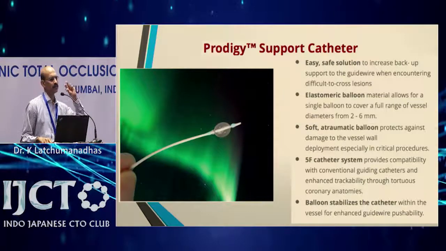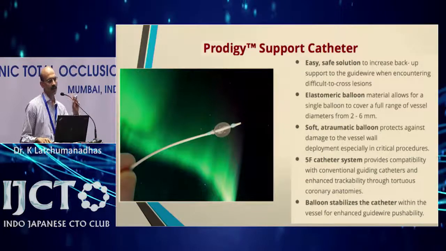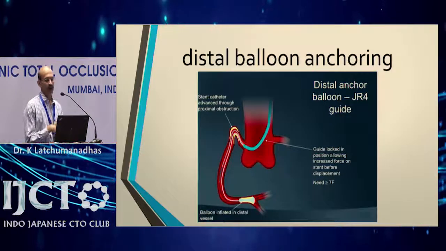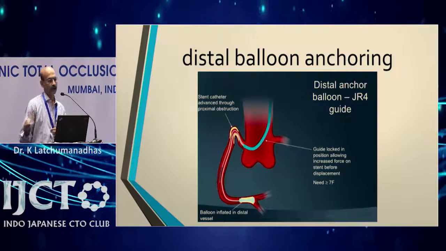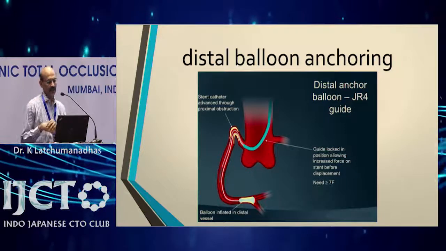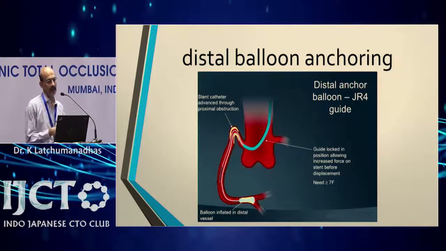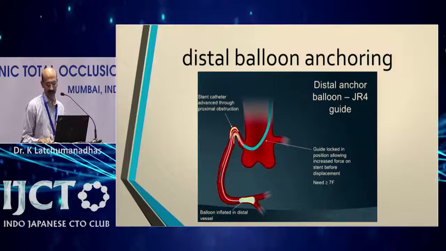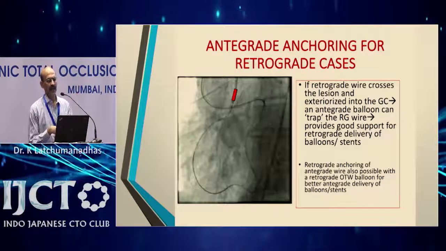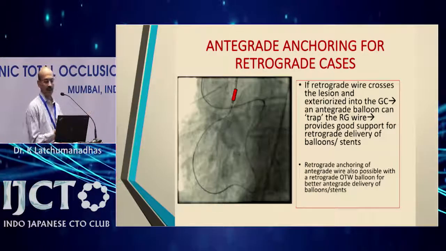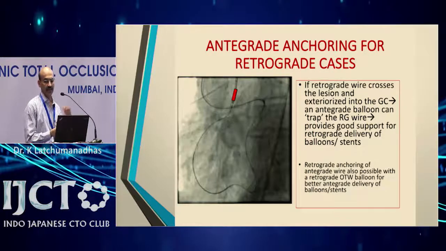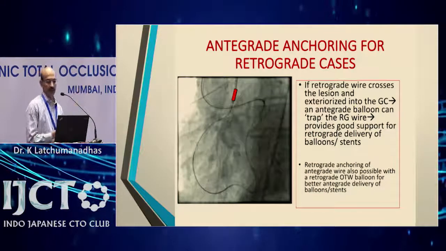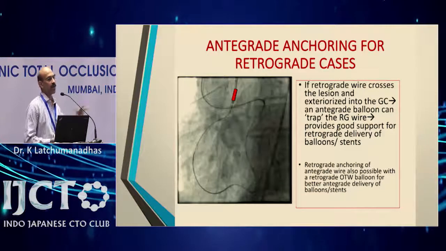So this also will be able to stabilize the wire, and then you will be able to penetrate the proximal cap. And of course, distal balloon anchoring, you can use that, where you take the balloon distally and then anchor that, so that it will give stability for the stent to cross through the tortuous bends and then go to the destination. Now, of course, you can use antegrade anchoring for retrograde cases, where if a retrograde wire crosses the lesion and accelerates into the guide catheter, an antegrade balloon can trap the retrograde wire, so that it provides good support for the retrograde delivery of the balloon or stents.